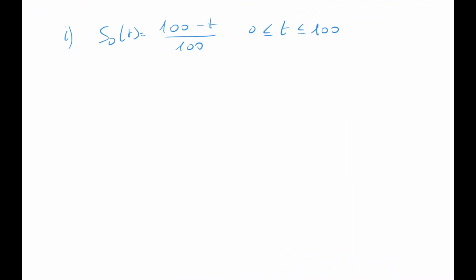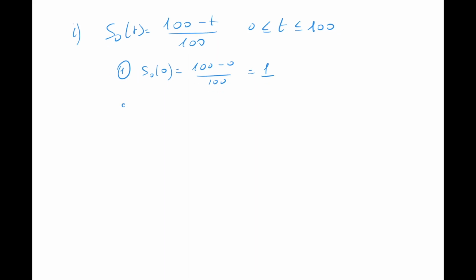Alright, we start with the first condition. If we evaluate our survival function in 0, we get (100 minus 0) divided by 100, and that is clearly 1. The survival function starts in 1.